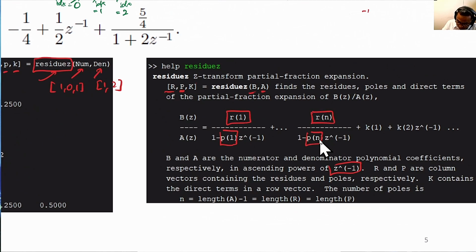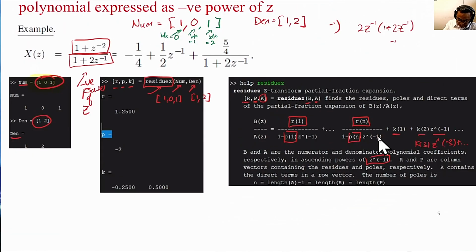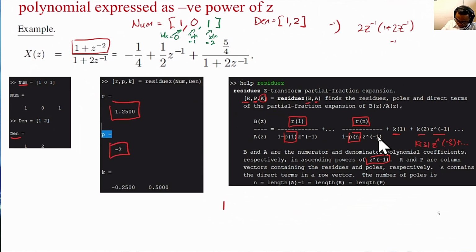Now, what about k? K will also be a vector, and out comes K1 here. K2 will be z minus 1. K3 will be z to the power of minus 3, and so on. So that's the idea. Alright, let's have an example. We substitute this expression in, and out comes R, one of them only, 1.25. P is minus 2. So I'm going to do 1.25 divided by 1 minus, what is P? Minus 2, minus 2 z minus 1. So this is my first expression here.